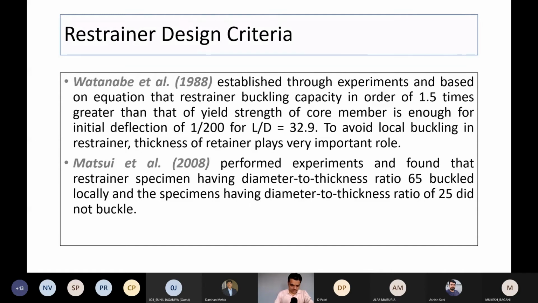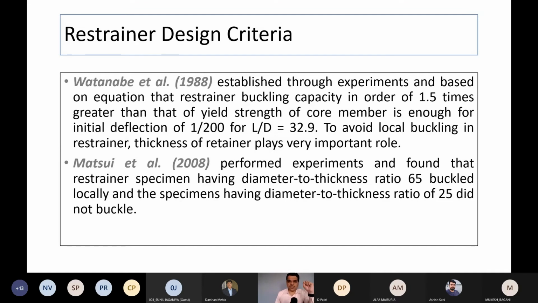So if we talk about the restrainer design criteria, it was established in 1988 through experiments, based on the equation that a restrainer buckling capacity of 1.5 times greater than the yield strength of the core member is enough for the initial deflection of 1/200 for L/D equal to 32.9 to avoid local buckling in the restrainer. The thickness of the restrainer plays a very important role.